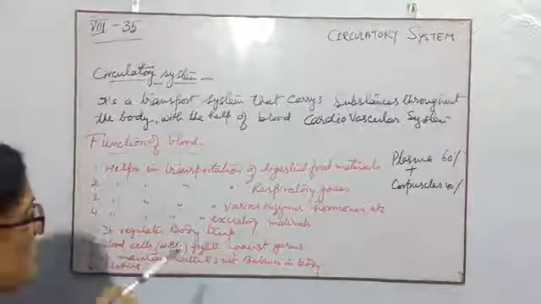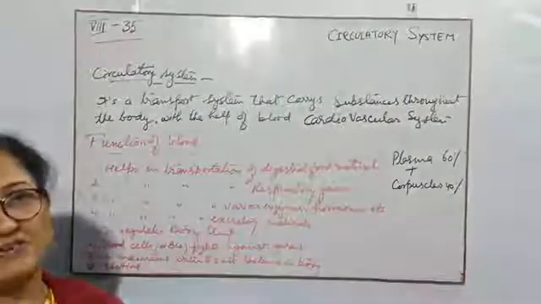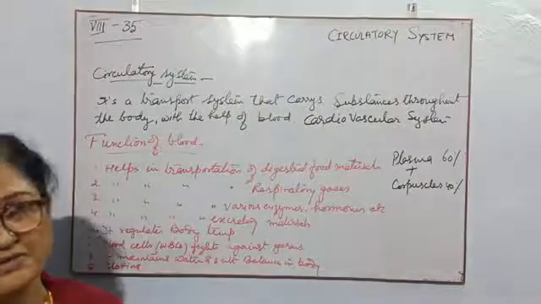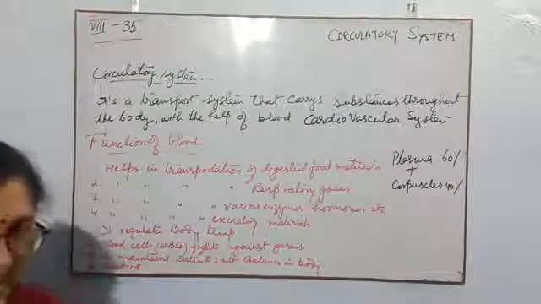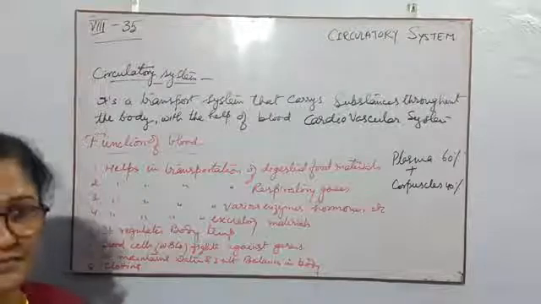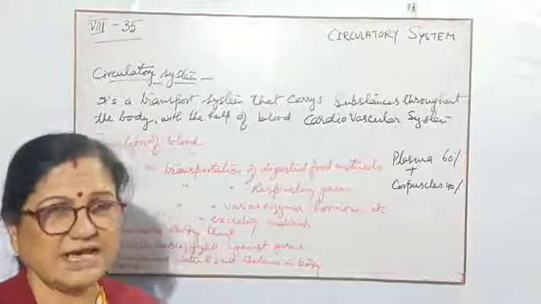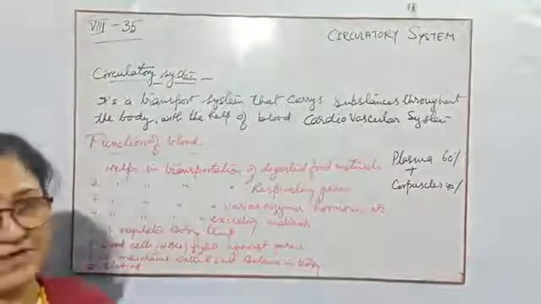And the total amount of blood in a human body is 8% of its actual weight. An adult person has 5 to 6 liters of blood in his or her body. Mainly in males 5 to 6 liters and in females 4.5 to 5 liters.